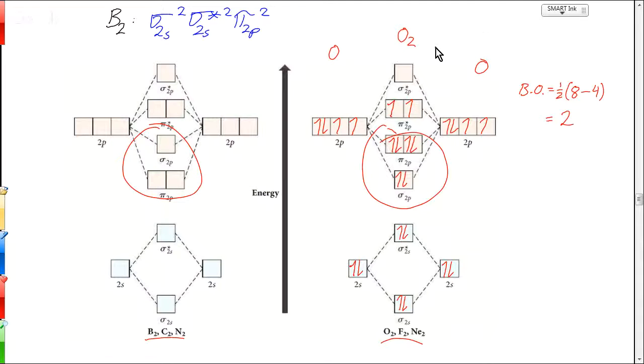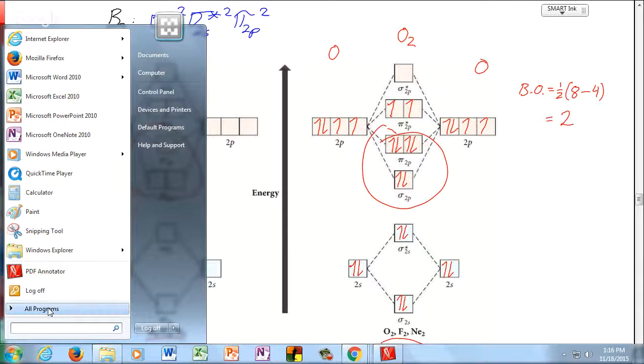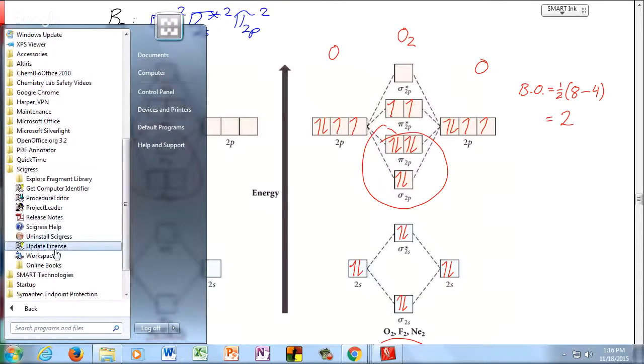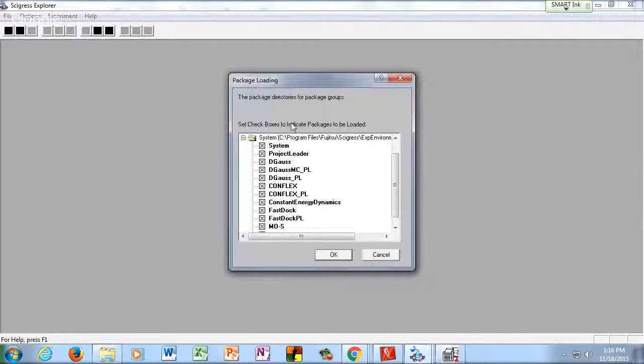Okay, we've got a little time, so I'm going to try, see if this works, to calculate the molecular orbitals for oxygen. Let's see if we can actually see them.